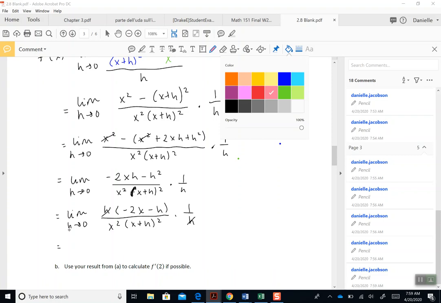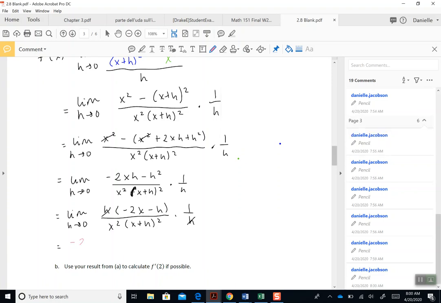Again, we know that h going to 0 does not impact this x at all, so I still have the negative 2x in the numerator. However, this h will go to 0 because h is going to 0. Similarly, in the denominator, h going to 0 doesn't impact this x squared, so I simply rewrite it. Same thing in these parentheses, but I see this h goes to 0, so I really just have x squared. Let's simplify that to make it nicer.